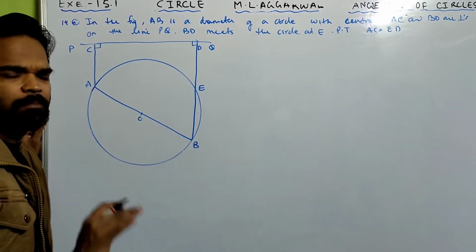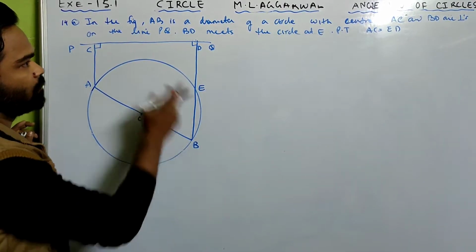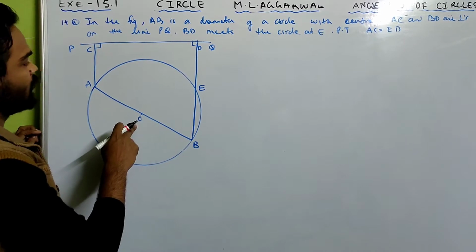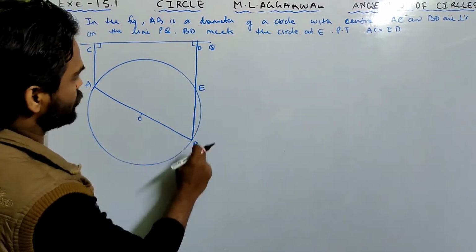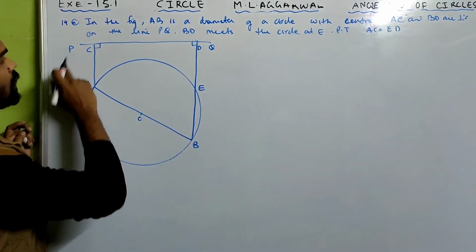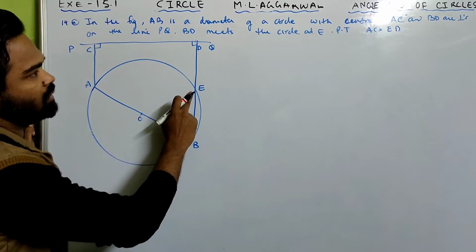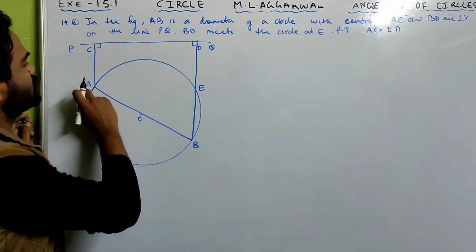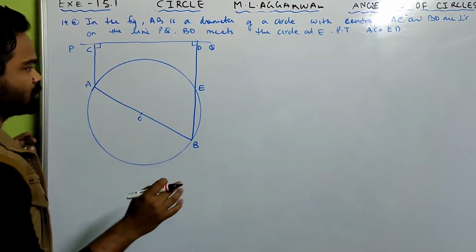Now look at 14 part A. Pretty easy. In the figure, AB is the diameter of the circle with O as a center. AC and BG are perpendiculars on the line PQ. BG meets the circle at E. Prove that AC is equal to ED. Pretty easy.